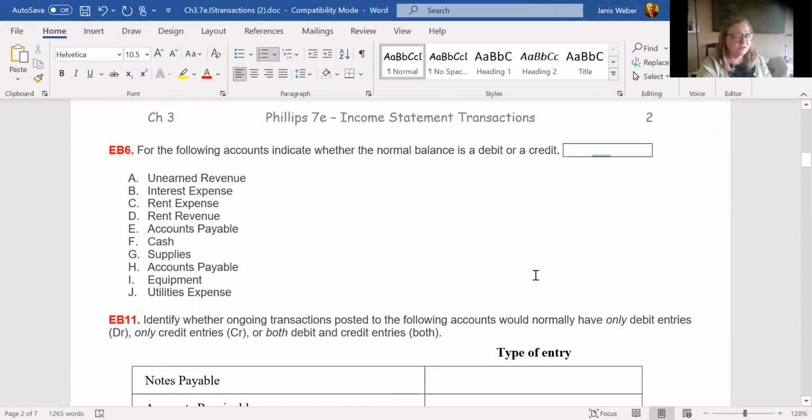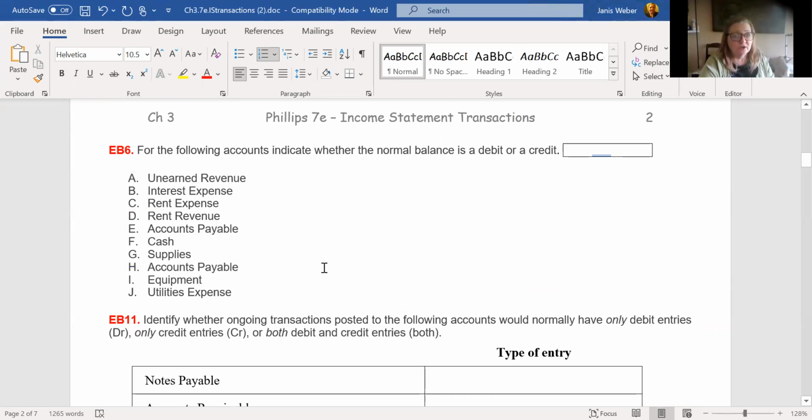So if I were you, I would pause the video, answer what we think these are, normal balance for these accounts, and then come back to me. And whenever I tell you the answer, you'll be checking your work. So whether it's a normal balance as a debit or credit, just step through each one of them again.